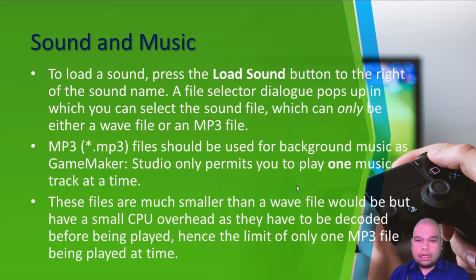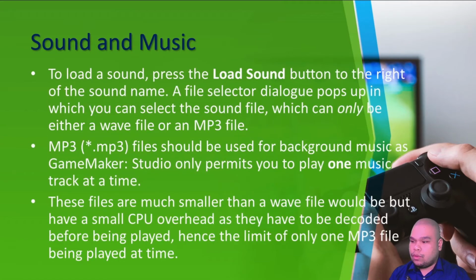A file selector dialog pops up in which you can select the sound file, which can only be either a WAV file or an MP3 file. MP3 files should be used for background music, as GameMaker Studio only permits you to play one music track at a time. These files are much smaller than a WAV file would be, but have a small CPU overhead as they have to be decoded before being played, hence the limit to only one MP3 file.